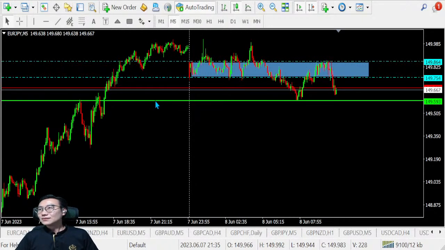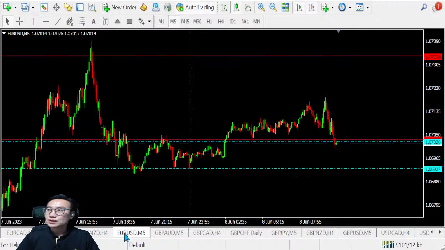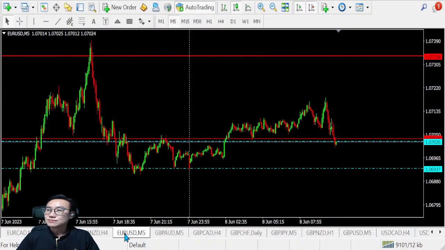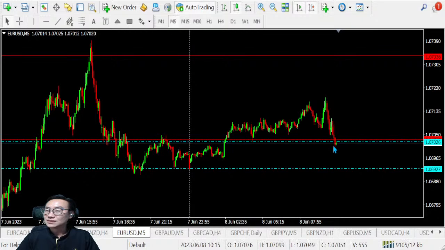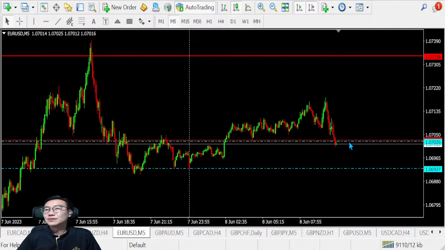Okay, so that's euro yen. How about the euro dollar? Okay, euro dollar. Let's see if the next red green candle followed by the green red candle closes below into the area here, then I will see an opportunity.